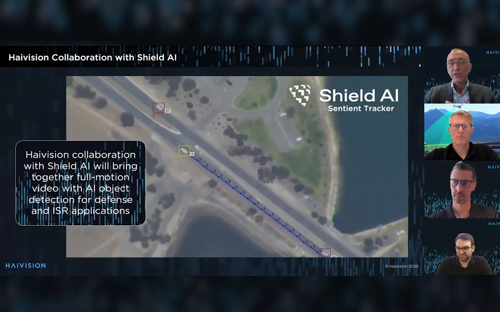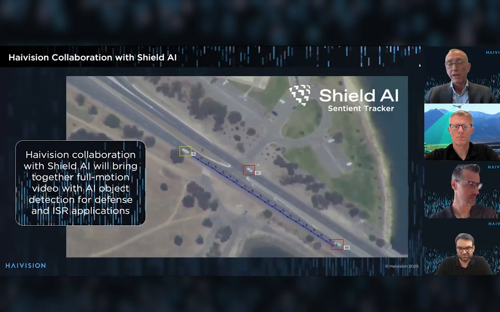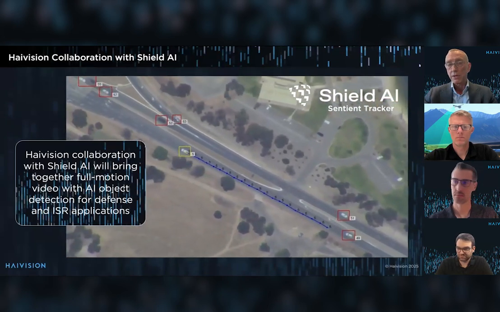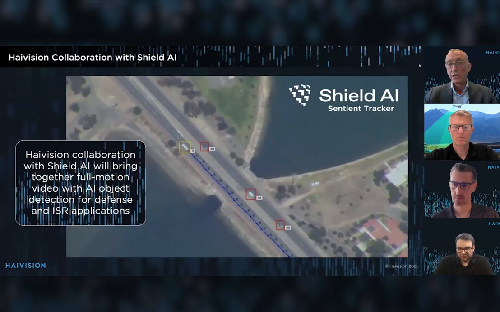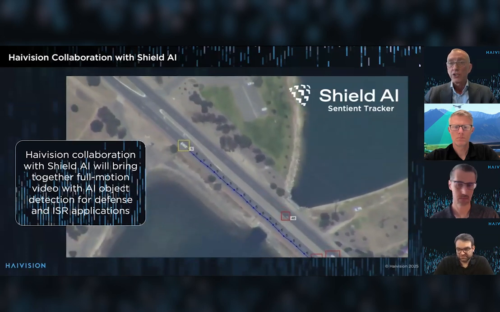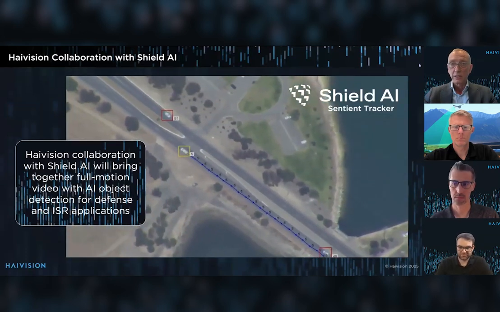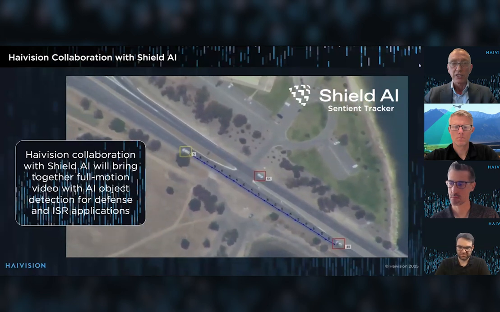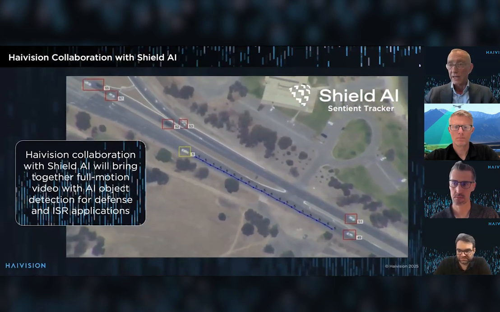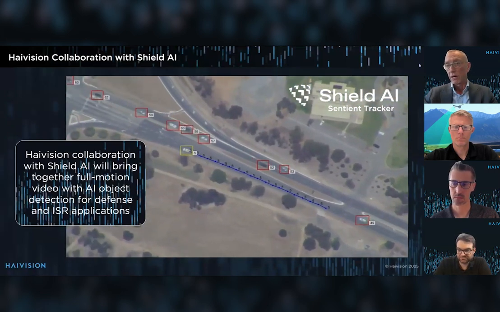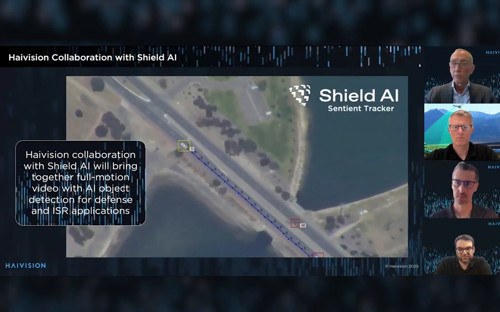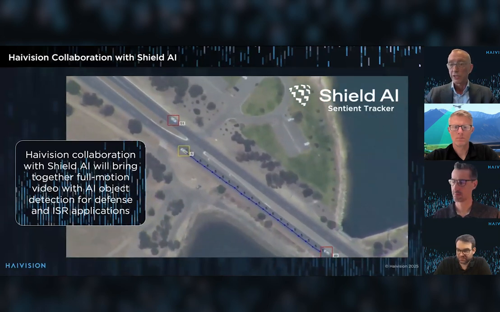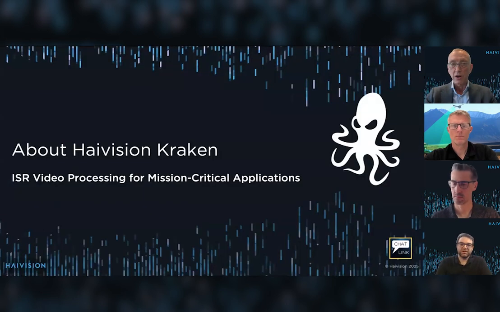And really, just to set this up, I want to establish with everybody that back in September, we announced that we had a collaboration between Haivision and Shield AI to take the Sentient Tracker, a product used for AI object detection, and make it work alongside Kraken, our real-time video processing and transcoding platform. And so before we get into the actual collaboration, Philip will tell you more about Kraken. So Philip, all yours.